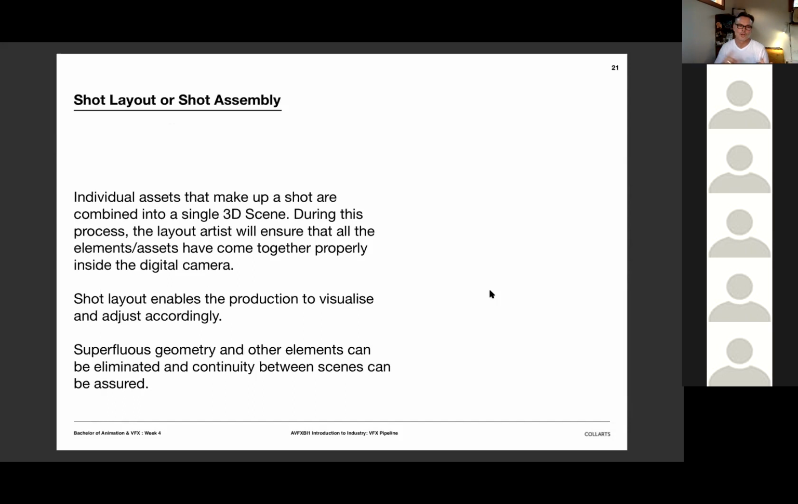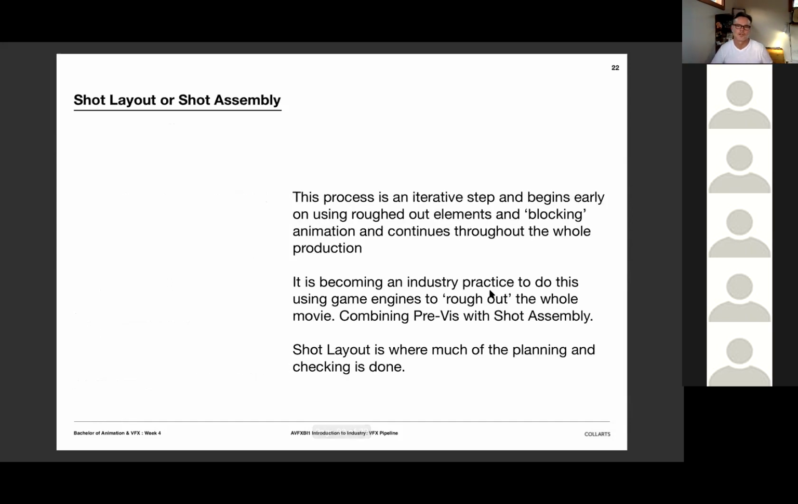So you can work out all of the superfluous geometry, and all those elements can be eliminated, and continuity between scenes can be matched up. It's a process that happens at every stage, so it's very much an iterative step. It begins early on, so things can be roughed out, elements blocked in, and animation can be layered in, and that continues through the whole production.